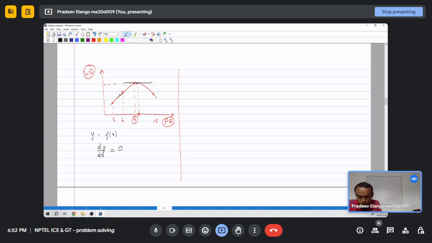Here the slope is positive, here the slope is negative, but at the optimal point the slope is 0. So if you are able to get an expression for y as a function of x, and then you differentiate it and equate it to 0, then you will be able to find the values of y and x there. That will be the local optima, local maximum or minimum. To find if it is really a maximum or minimum, you should take the second derivative: greater than 0 is a minimum, and less than 0 is a maximum.